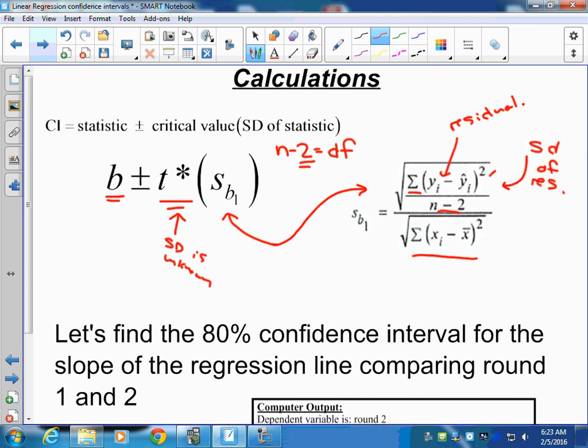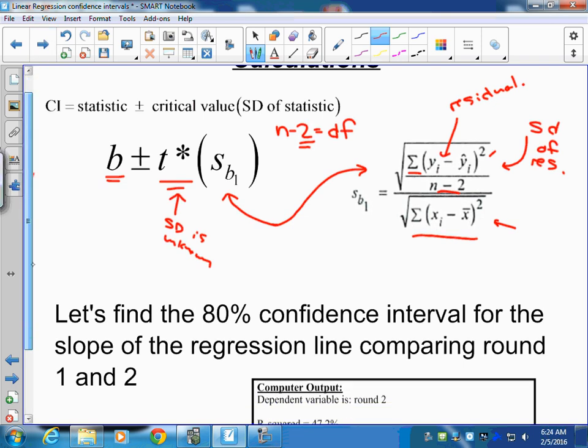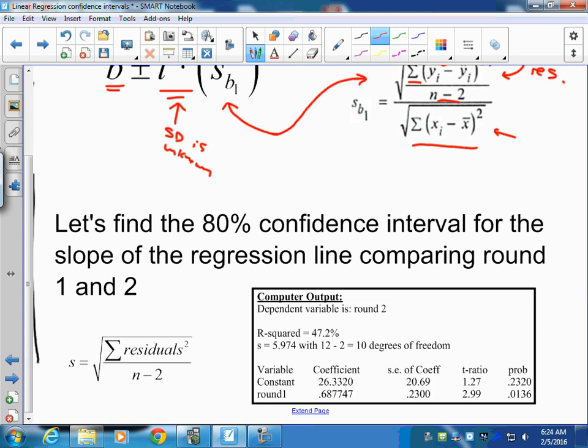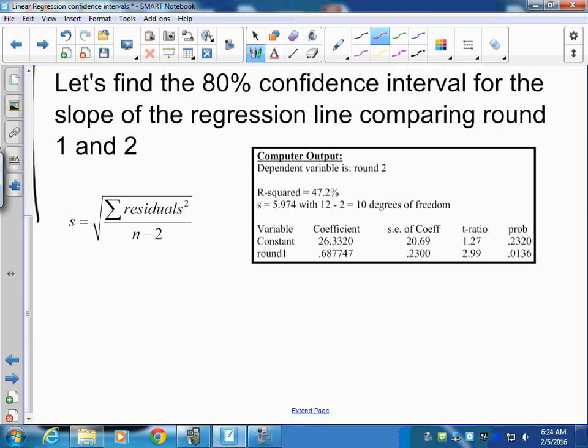And then we divide by the deviation between each x value and x average, squared. Without the division, this is very close to the standard deviation of the x values. But it's a formula that you're not going to have to use very often, if at all. It's on the formula sheet if you need it. But the good news is this value is given to us in the computer printout.